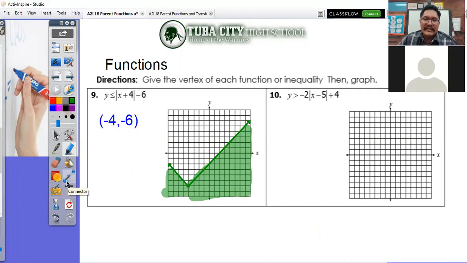And that's the only extra step. But again, it's the same as graphing linear inequalities. If you graph a line, exact same thing.